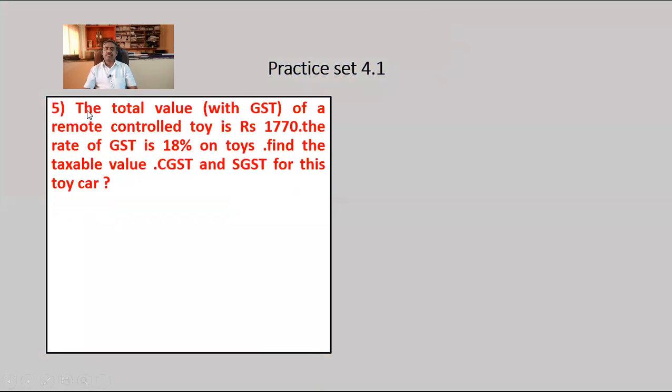Problem number 5. The total value with GST of a remote control toy is rupees 1770. The rate of GST is 18% on toys. Find the taxable value, CGST and SGST for this toy car.